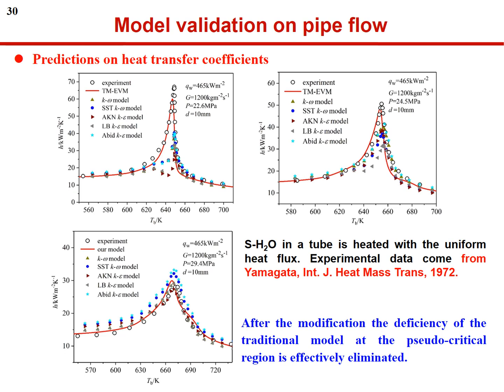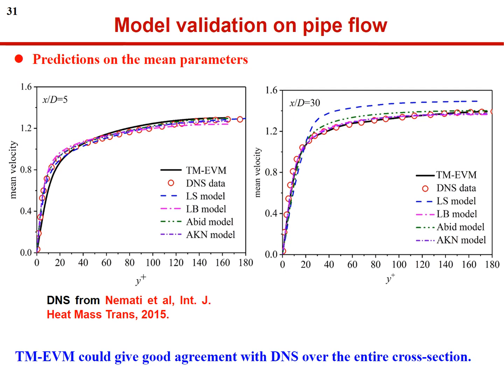Combined with the standard k-epsilon model and the modified eddy-viscosity formula, we calculate some supercritical flow cases. The predictions of the heat transfer coefficient of supercritical water pipe flow are given here. We can see that after the modification, the deficiency in the pseudo-critical region is effectively eliminated. The prediction error is lower than 10%. And the prediction of mean velocity of supercritical CO2 pipe flow is given here. Our developed model gives good agreement with DNS data over the entire cross section.